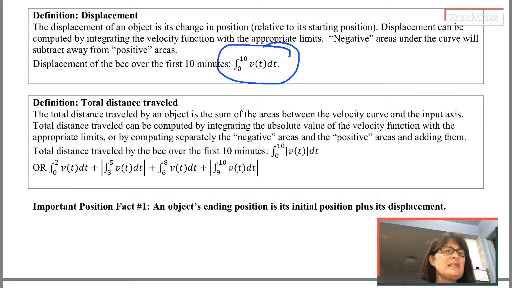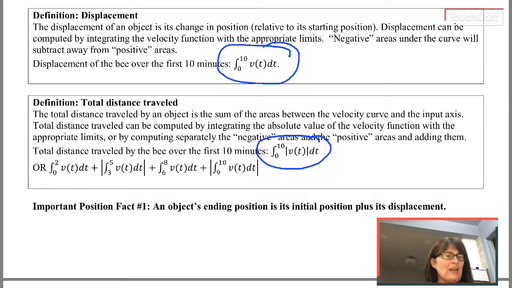So here's the easy notation. Most of the time, if you get asked this question on the AP test, it'll be a sort of a calculator scenario, and you can simply integrate over the time interval you care about the absolute value of the velocity function.